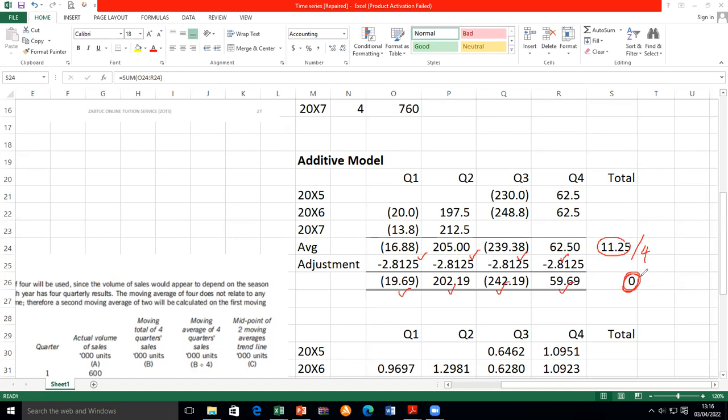Constance, have you followed what I've done here? Yes, sir. This is not beyond you people. Sir, can you come again? On how to go about the additive model.